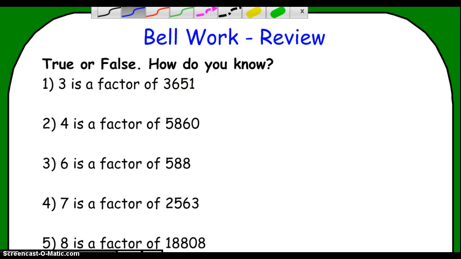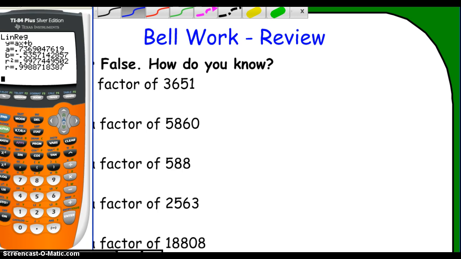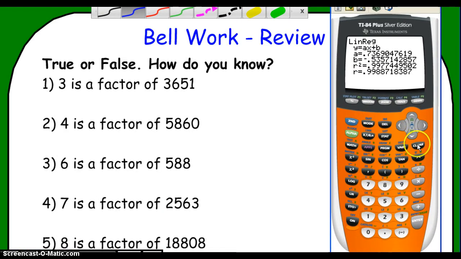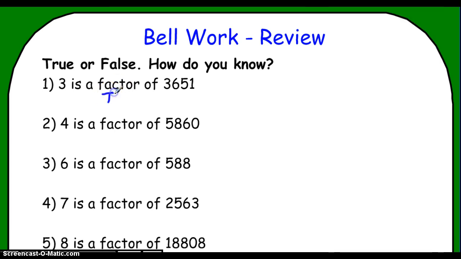And so what we mentioned in class was that you could, in fact, use your calculator. I'm just going to clear this out, and you could just figure out 3,651. If I divide that by 3 and it comes out evenly, then yes, true, this is a factor. And so you could check the others and you would find out that yes, 4 is a factor and 6 is a factor, but for this one 7 is not a factor and 8 is a factor.